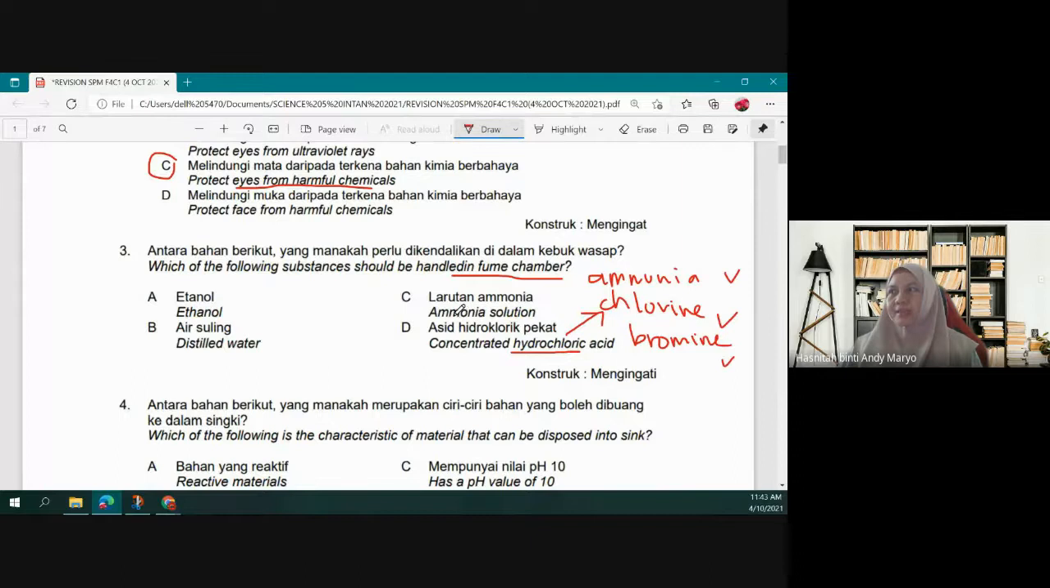For this ammonia solution, this is ordinary ammonia solution. It doesn't state concentrated ammonia solution. So you can still handle it in an open space. But for concentrated hydrochloric acid, it releases chlorine gases. So we choose D. Very good. So for number 3, it is D.